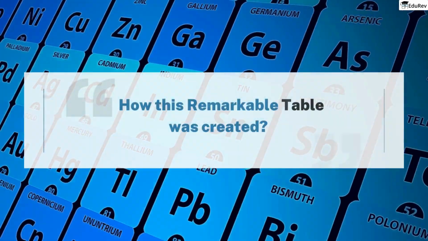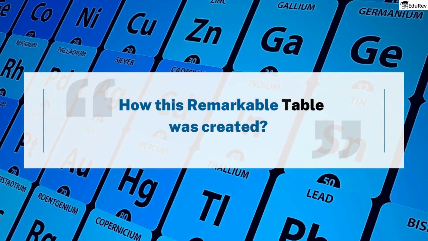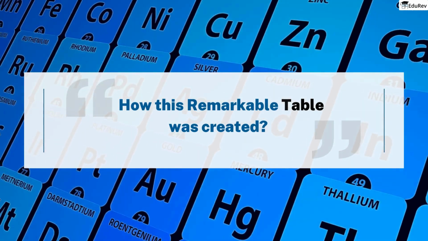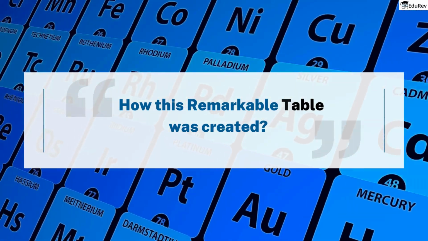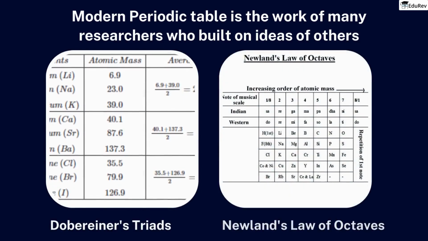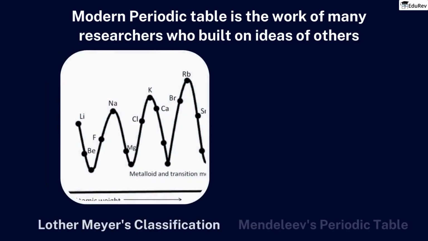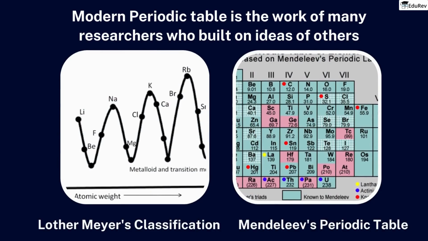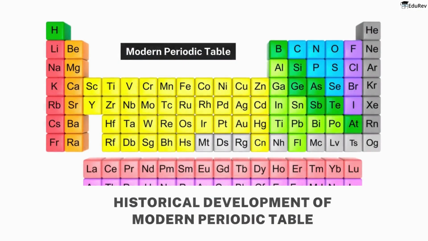Now, curious about how this remarkable table was created? The modern periodic table that we know today is the result of the work of many researchers who built on the ideas and theories of those who came before them. Some of the most important theories or ideas in the development of the periodic table include Dobereiner's Triads, Newland's law of octaves, Lothar Meyer's classification, and Mendeleev's periodic table.